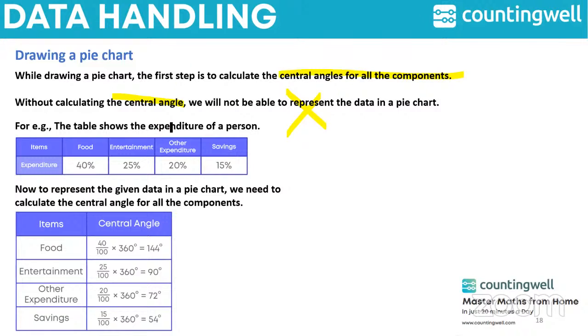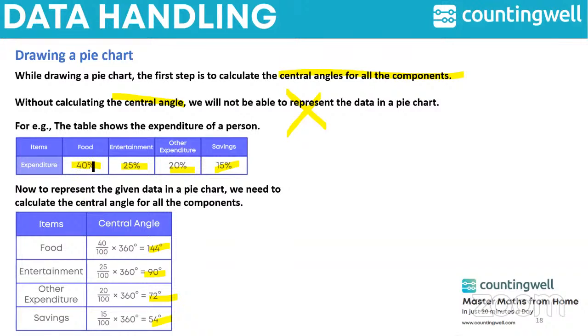The table shows the expenditure of a person. The person spends 40% on food, 25% on entertainment, 20% on other expenditure, and 15% is savings. Now, if you want to represent the data in a pie chart, you have to convert the percentages into central angles. So you have to divide the percent value by 100.